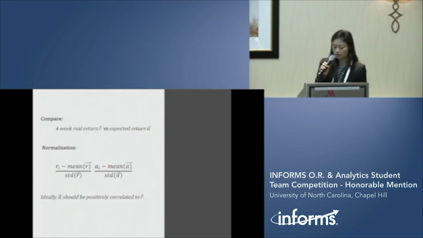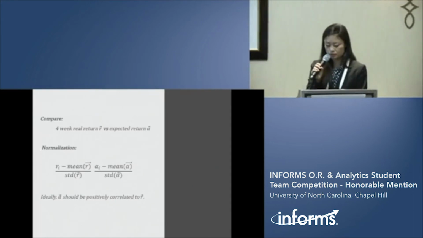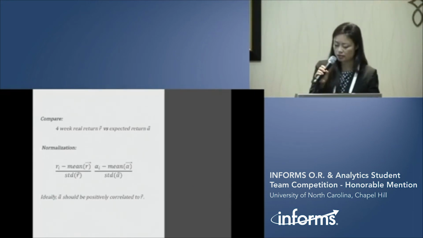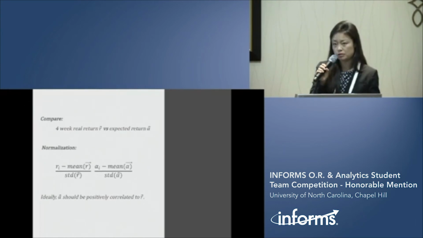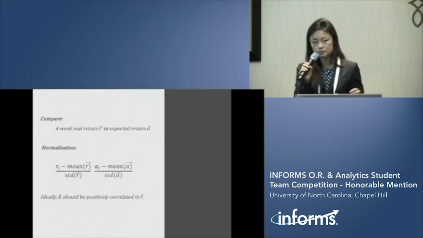Although ideally we would like to see a positive relationship between actual and expected returns, past performance teaches us that there's actually an inverse relationship between the two for our given data set. We were interested in investigating this inverse relationship between real return and expected return. However, before we can look into it, we must normalize the returns and alpha so that they're on the same scale. To compare the weekly return versus the alpha, we use this formula to normalize.